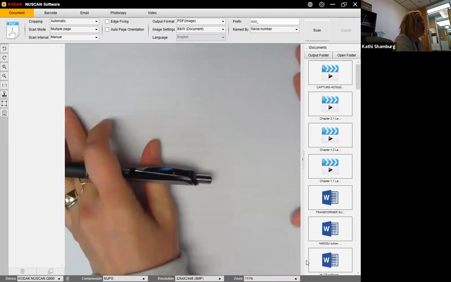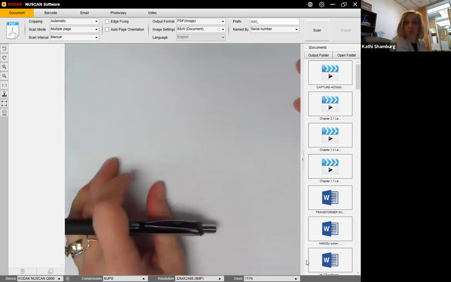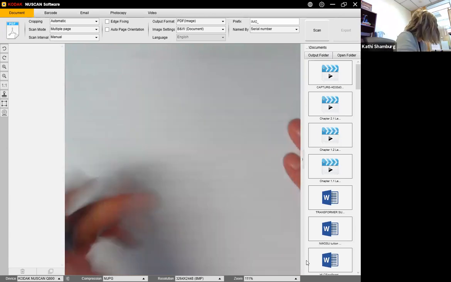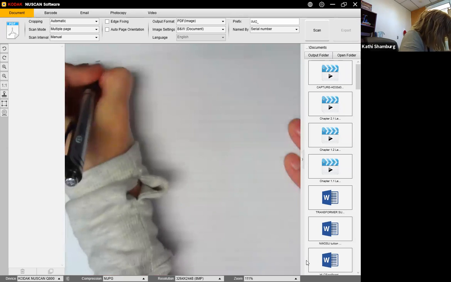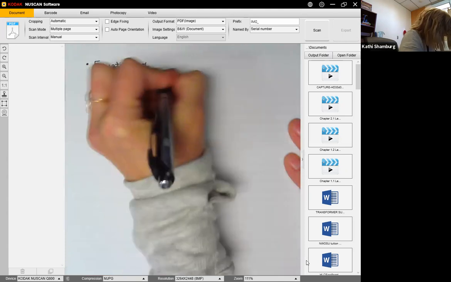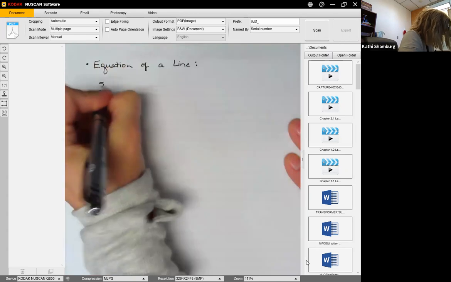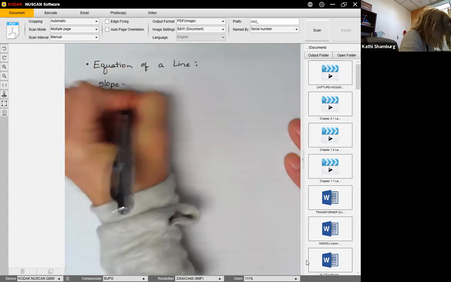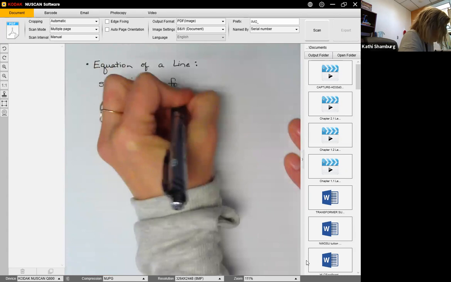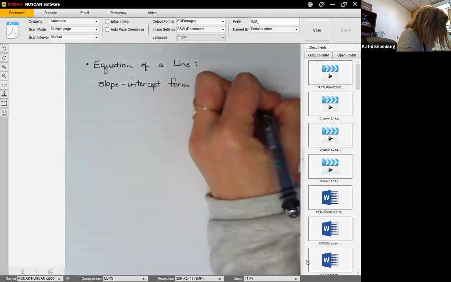Now, we just looked at two equations of a line. We looked at the equation of a vertical line, which was x equals some number, and the equation of a horizontal line, which was y equals some number. What we're most familiar with, or what we see most often, is one of two forms. So you need to refresh your memory on slope-intercept form, and this is y equals mx plus b.